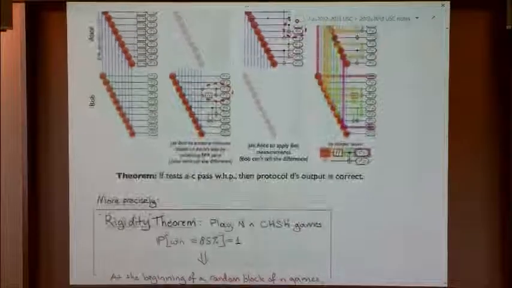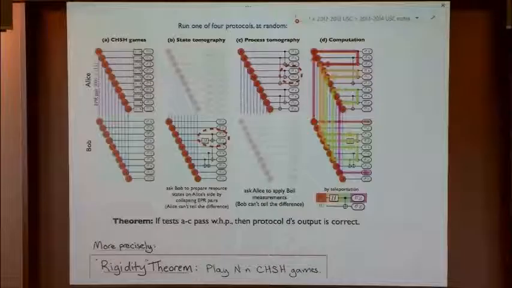And so when I say mix between these protocols, what I mean is, in the second protocol, you play many CHSH games, and then before a random block, you stop and you start playing this protocol. Because in that random block, you know that Alice is still playing CHSH games, even if Bob's being asked to do something different now.